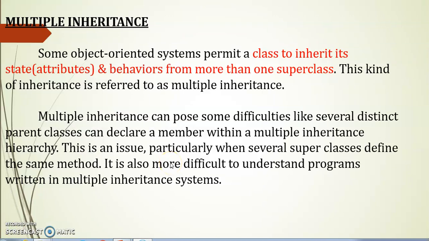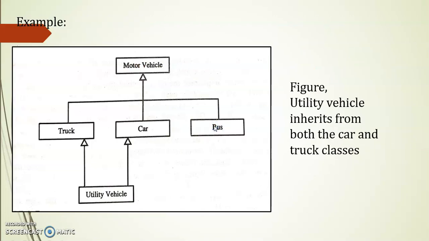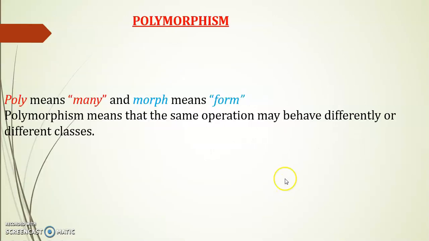The next concept is multiple inheritance. In multiple inheritance, if a subclass inherits properties from more than one superclass, then it's called multiple inheritance. Here is an example of multiple inheritance where this utility vehicle is inheriting properties from truck and car. It also has some disadvantages. Next concept is polymorphism. Polymorphism means the same operations which behave differently on different classes. Poly means many and morph means forms.